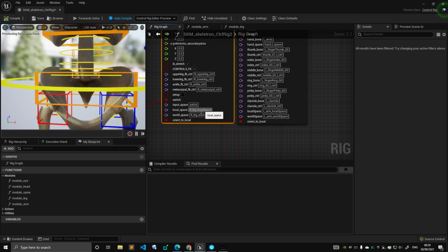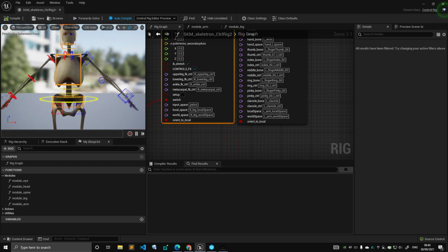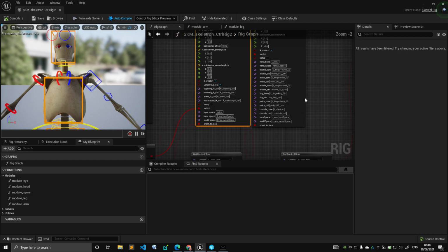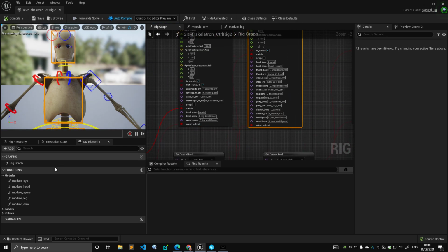I want you to think these are the same identical concept. The input space of the leg is the pelvis. The input space of the arm is the clavicle. So this is the only true difference. But in the interface, the mechanism is identical. So let's have a look at the hierarchy.